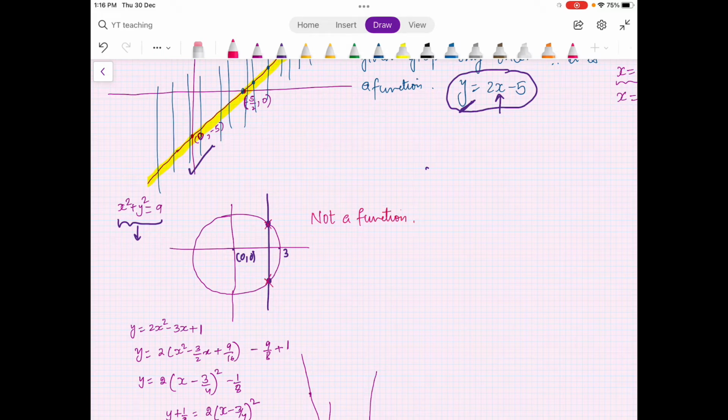You can get more than two also. For example, if I have some graph like this and I draw a vertical line, I get 1, 2, 3, 4, 5 points of intersection.